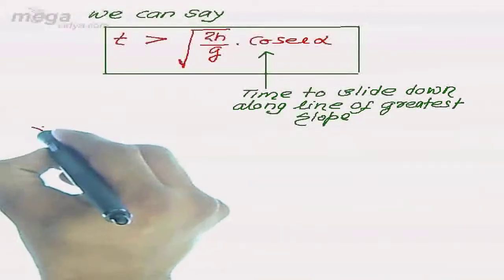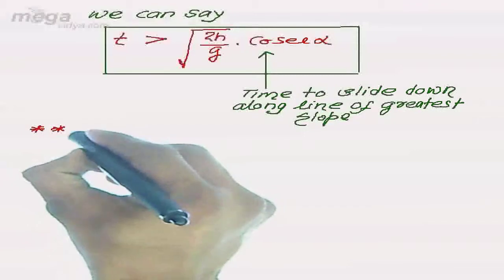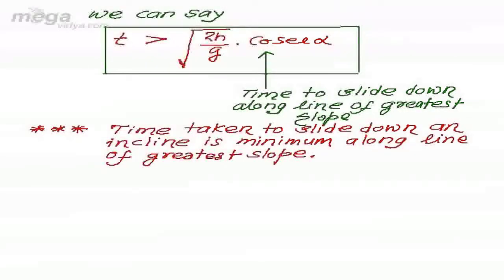So in words we can conclude that the time taken to slide down an incline is minimum along the line of the greatest slope. That's why the line of greatest slope is sometimes referred to as the line of quickest descent.